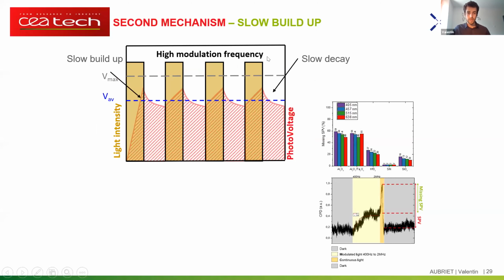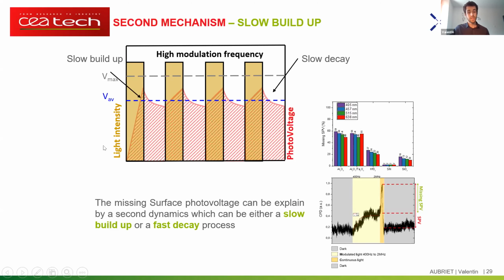The second dynamic could be a slow buildup, in the sense that under illumination, we can have a slow dynamic of generation, which would prevent reaching the maximum value. That would also explain why we have a difference between these two maxima, leading to the missing surface photovoltage. So basically, this missing surface photovoltage can be explained by a second dynamic, which can be either a slow buildup or a fast decay. We must understand this second dynamic because this parameter seems to be highly sensitive to, and highly dependent on, the electronic properties at the surface.